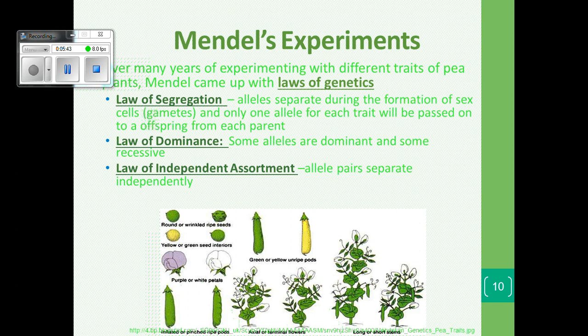The law of dominance simply states that some alleles are dominant over others, which means that some genes are going to be expressed more than other genes. The law of independent assortment says that allele pairs separate independently in anaphase, and we'll get back to that. But one thing that's not in your notes is this law of dominance. If you wanted to add that to your vocab sheet, that might be really helpful.